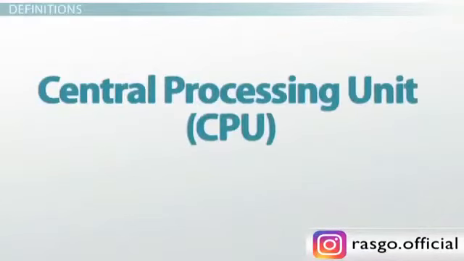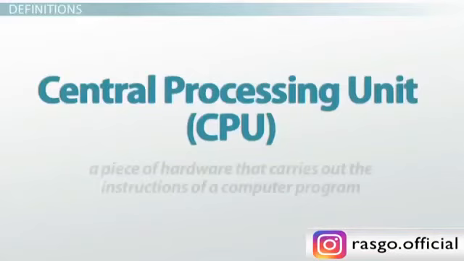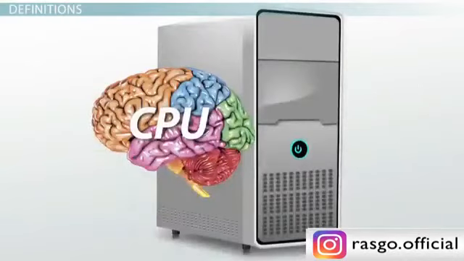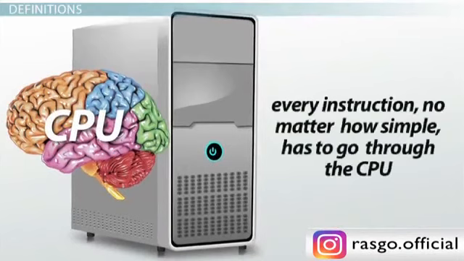Central Processing Unit, CPU, of a computer is a piece of hardware that carries out the instructions of a computer program. It performs the basic arithmetical, logical, and input-output operations of a computer system. The CPU is like the brains of the computer. Every instruction, no matter how simple, has to go through the CPU.